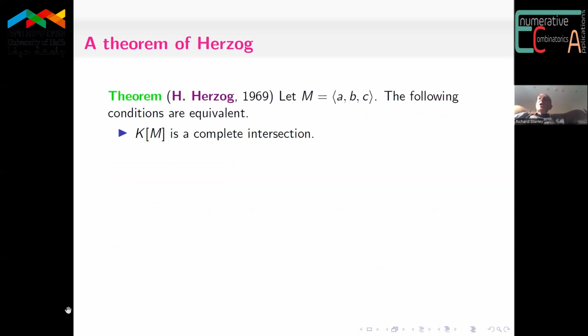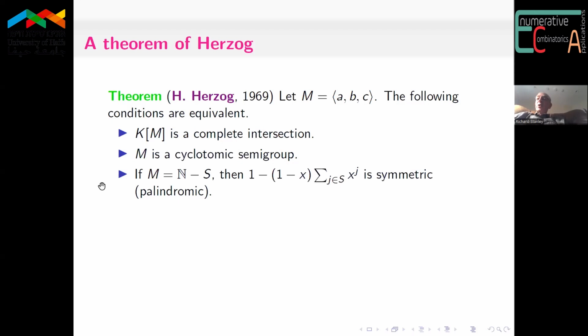Very interesting. A result of Herzog from 1969 is related to numerical semigroups with 3 generators, A, B, and C. The following are equivalent: this semigroup algebra is a complete intersection, and M is a cyclotomic semigroup. So this was open in general. The main open problem was whether cyclotomic implies complete intersection. It is true for 3 generators, and even a much weaker condition is true: all you need is that this numerator polynomial is symmetric, palindromic.